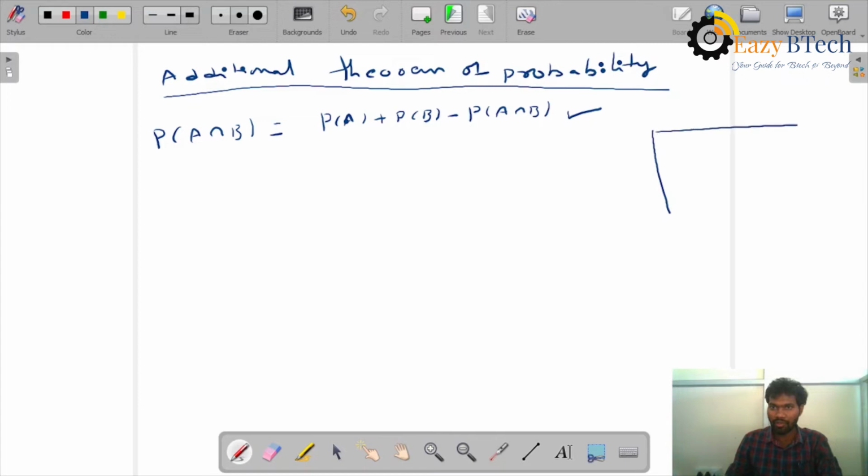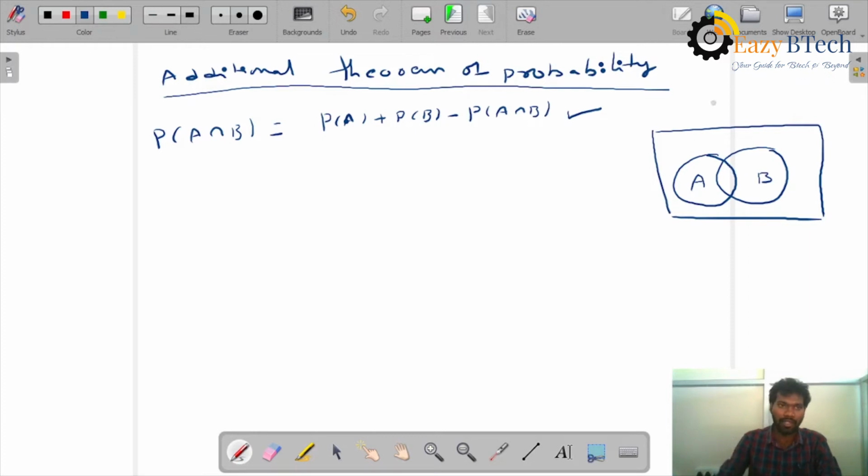To do this one, we should know the Venn diagram. We already saw in the intermediate itself how to draw it. So suppose I am assuming this as A, this as B, and this one.